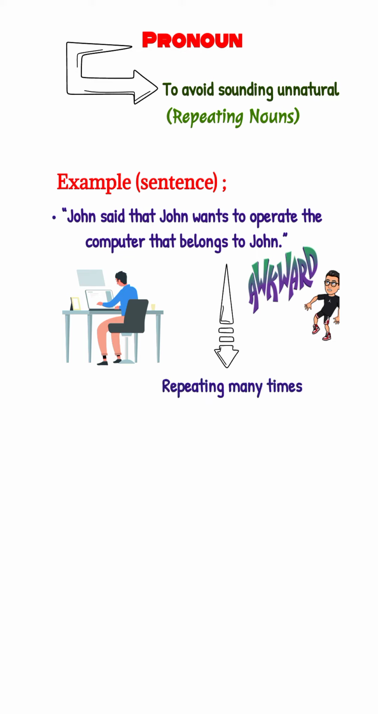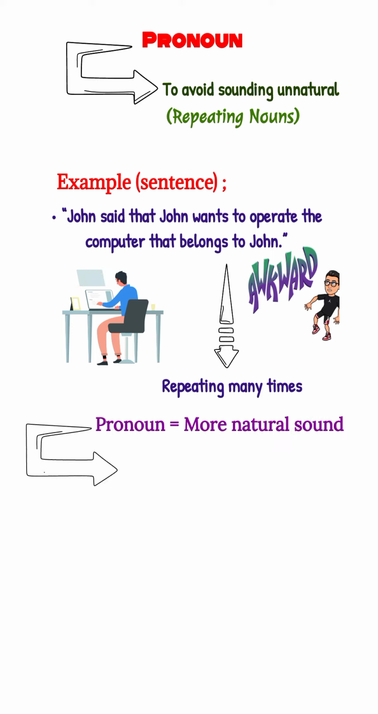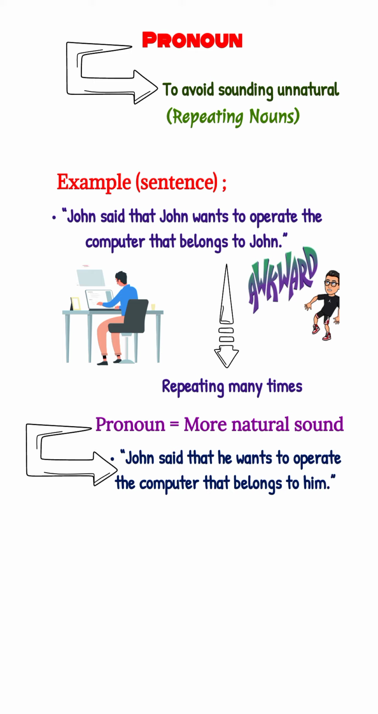Instead, we can use personal pronouns to stand in for the name of the antecedent to make the sentence sound more natural, as in, John said that he wants to operate the computer that belongs to him. In addition to making the sentence sound better, the pronouns provide specific information, telling us that John is in the third person.